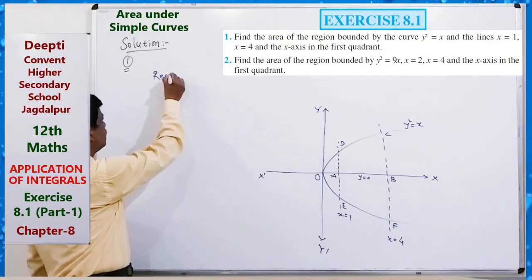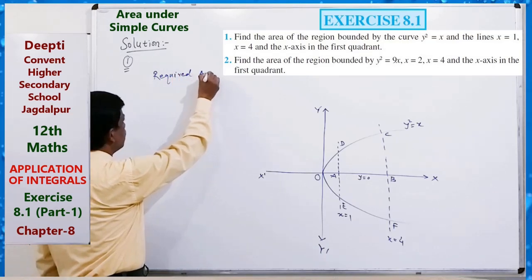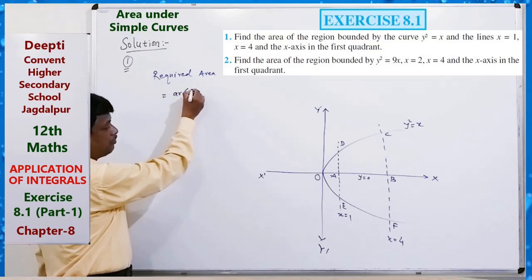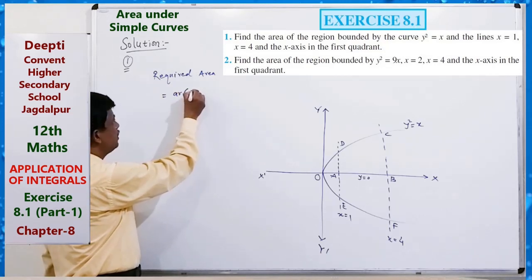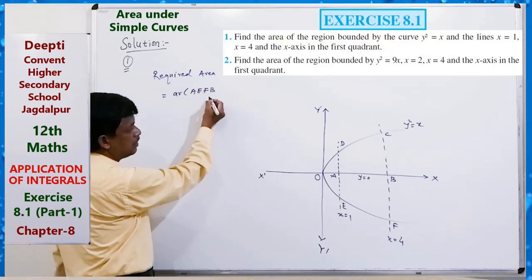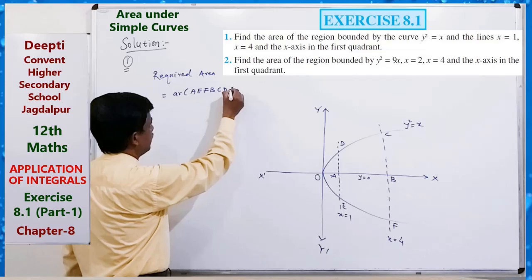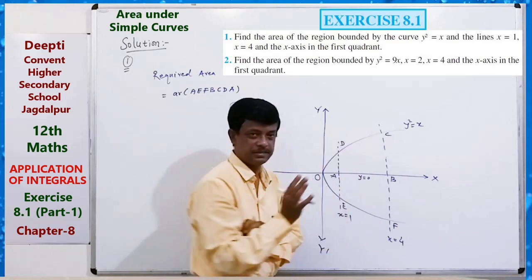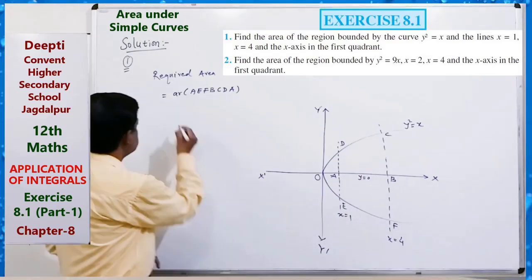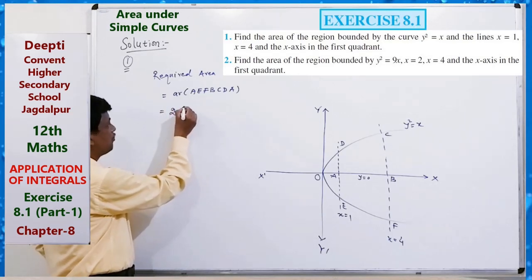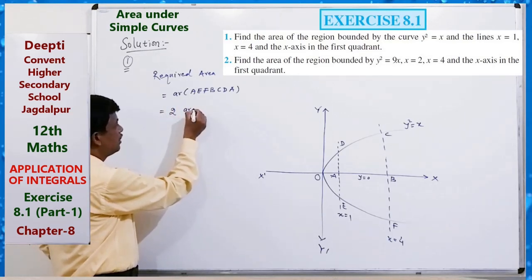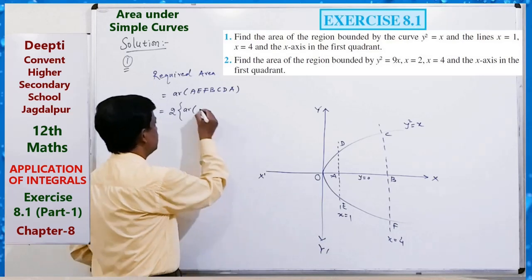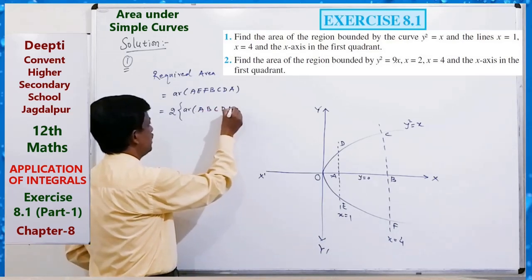Required area is equals to area of AEFB, CD, A. Just we write like this. This and this is our required area, both portions. Is equals to 2 times of area of this, A, B, C, D, A.